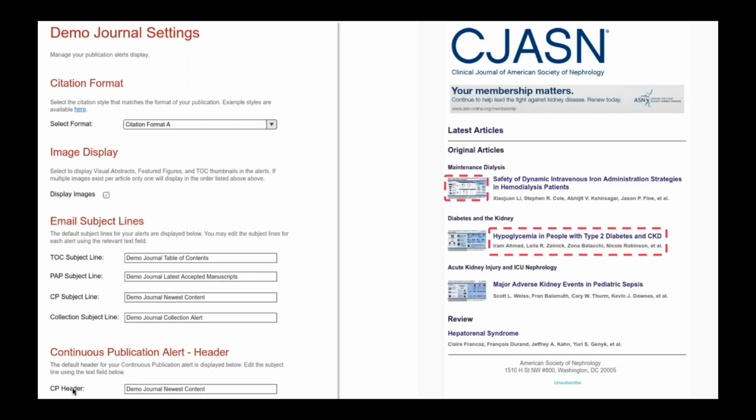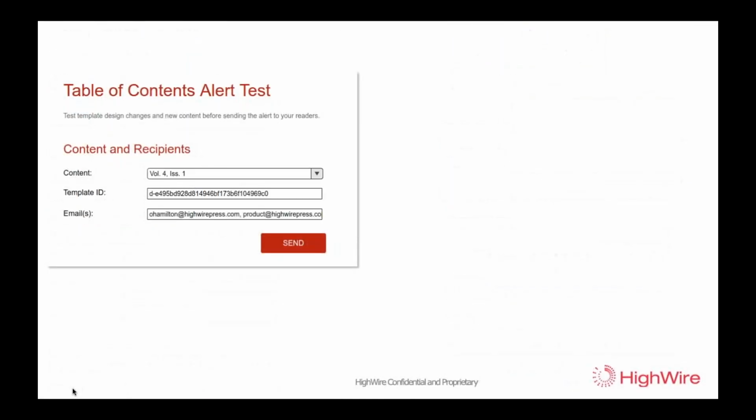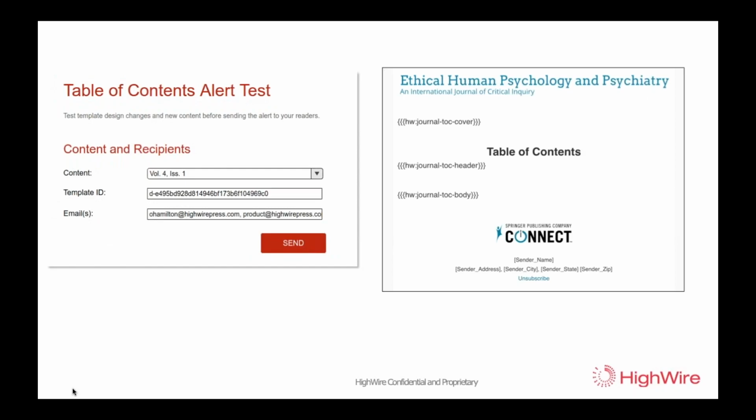You'll also be able to define the subject line of each of your emails, since this information comes from our alerts database rather than from SendGrid. And you can modify the continuous publication alert header. Last but by no means least, we'll provide the ability to send a test email in order to review the alert template with changes or with embargoed content. This is necessary because if you send a test email directly from SendGrid, it won't run through the HighWire service to populate the substitutions with your content.